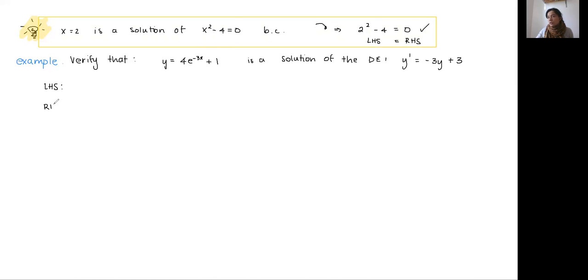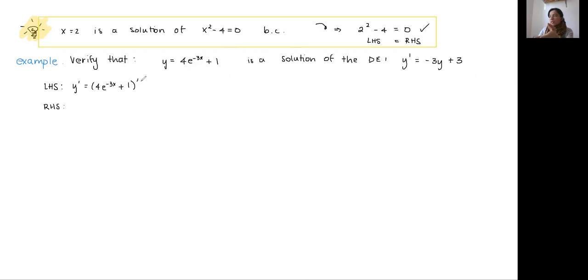And so I'm going to plug into the left-hand side and to the right-hand side, and then I'm going to verify that both of them are the same. So on the left-hand side, I have y prime. I'm going to plug into y prime. And if I plug in y, that means I'm going to have 4 times e to the minus 3 times x plus 1 prime. Right?